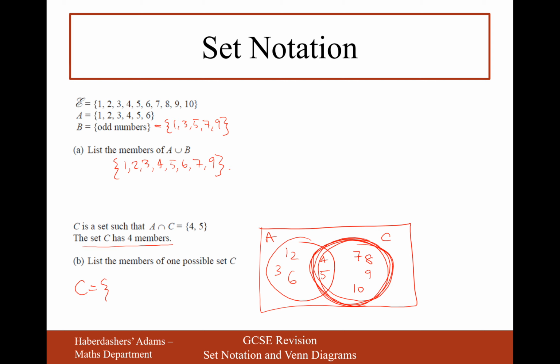Well, C could be the set 4, 5, 7, and 8. It could also be 4, 5, 9, and 10. Could be 4, 5, 8, and 9. As long as it has 4 and 5 in it, and then 2 of these numbers, we're absolutely fine.